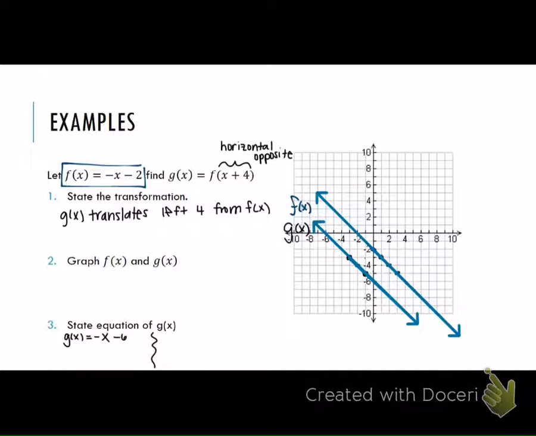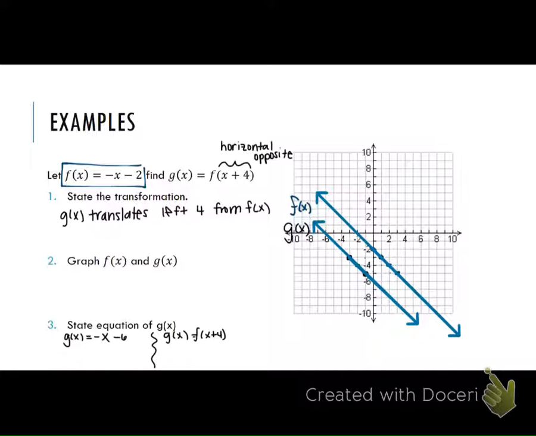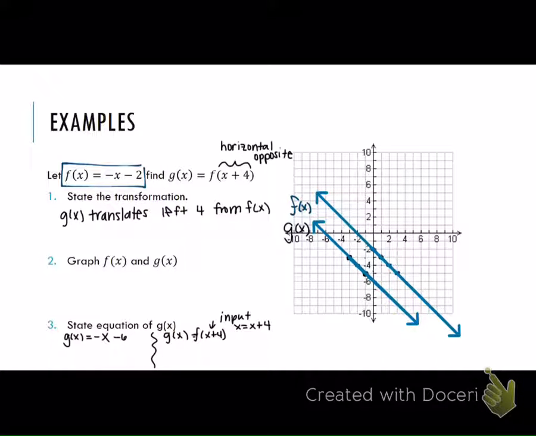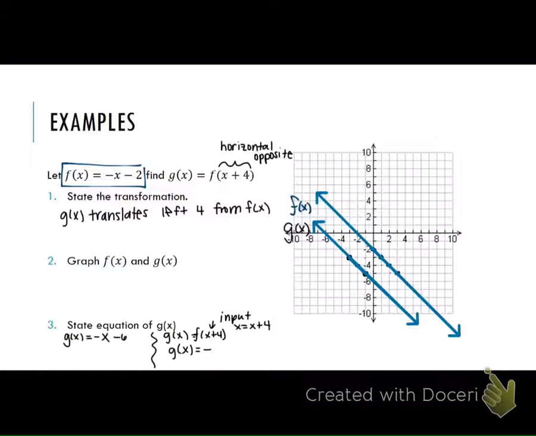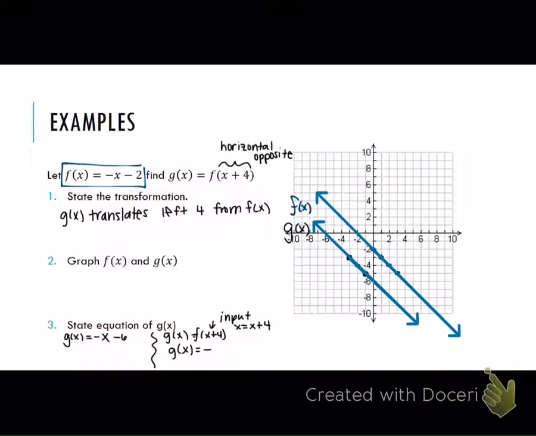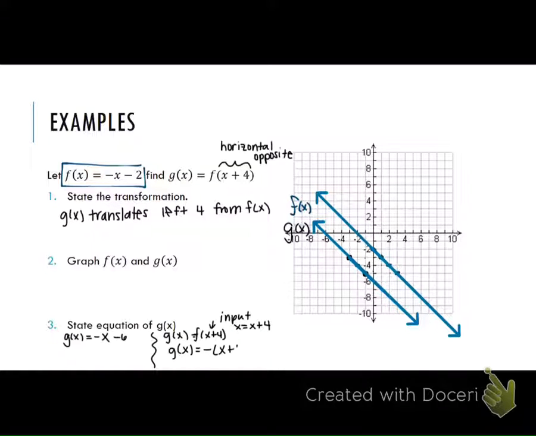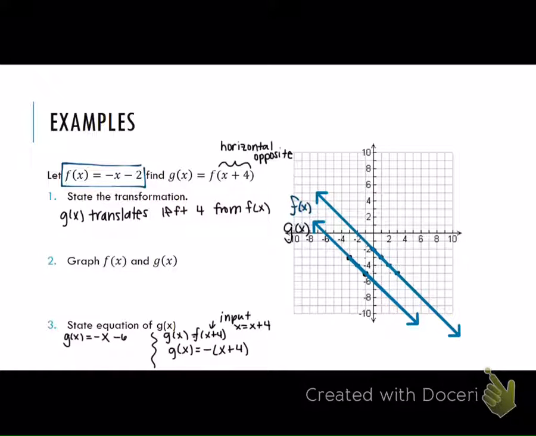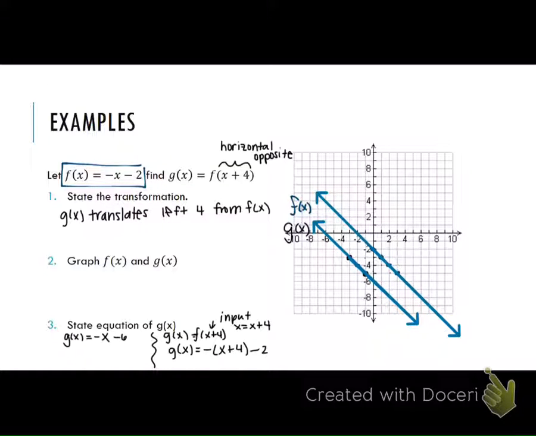Okay, algebraically, g of x equals f of x plus 4. It's inside, so it's an input, which means that x becomes x plus 4. So I take the f of x function, and there's a negative x. So I replace x with x plus 4. And then I have minus 2.